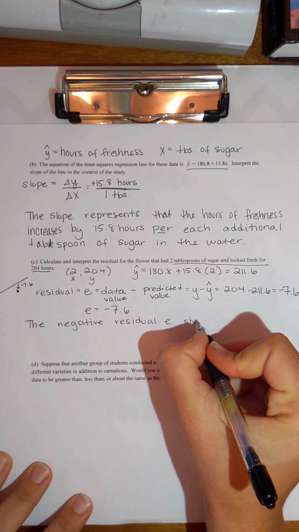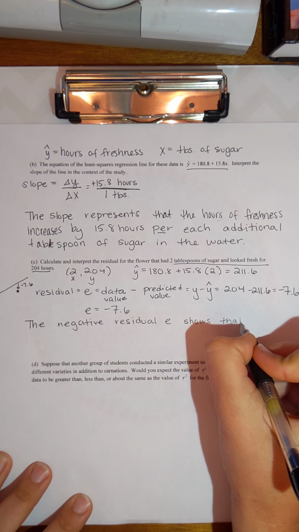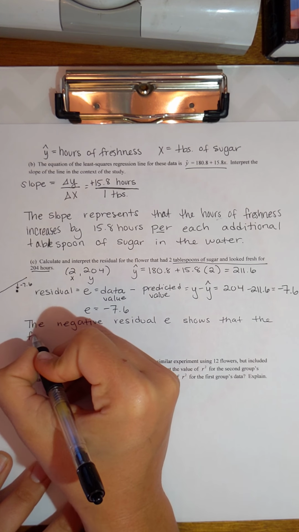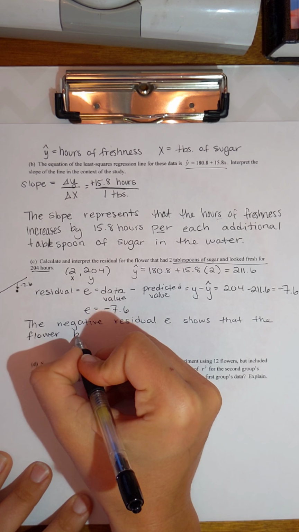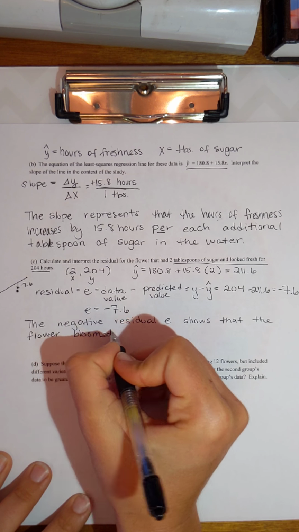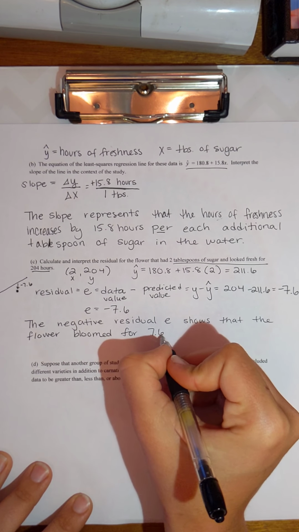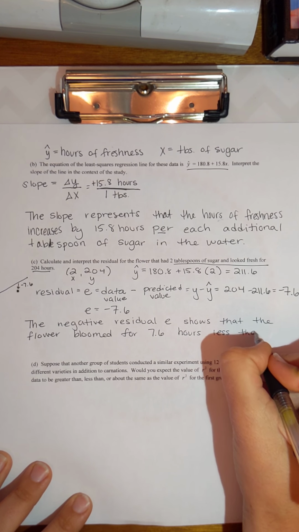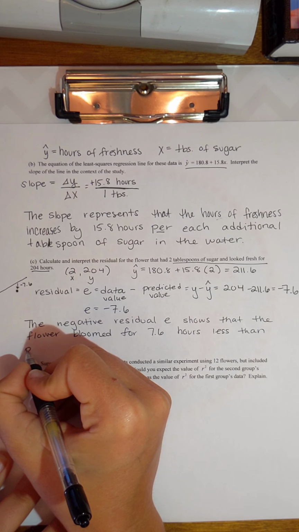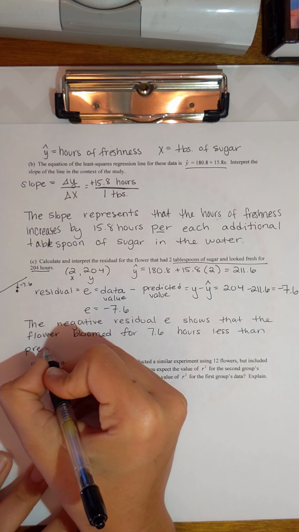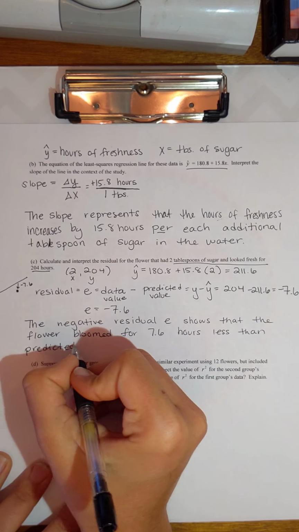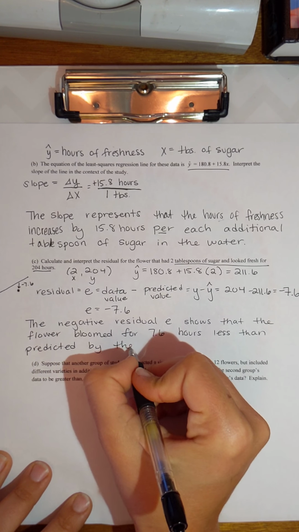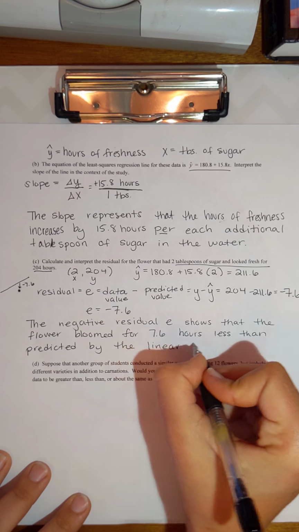E shows that the flour bloomed for 7.6 hours less than predicted by the linear model.